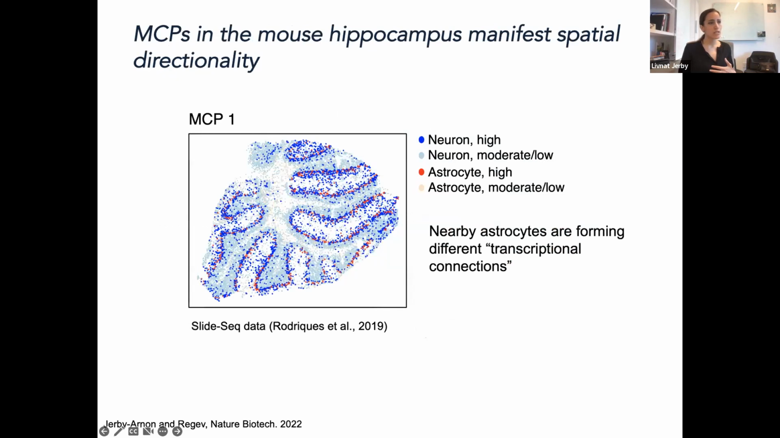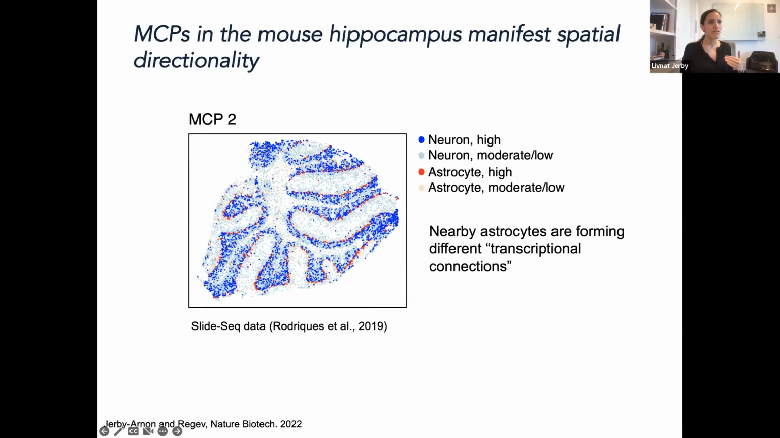Now, MCPs and dialogue can also tell us something about the directionality of impact and of communication, if you'd like, between different cells and the tissue. So this is an example from a totally different context, from the hippocampus of mice. Here we can see just a layer of astrocytes demonstrating MCP1, as shown here in the color code. And what we can see is that in this layer, there are certain astrocytes that communicate with or are impacted by neurons in this space, while MCP number 2 is going to show us something very different.